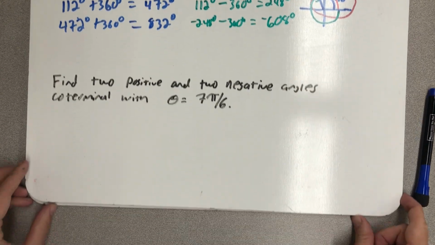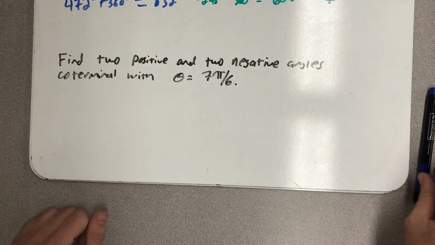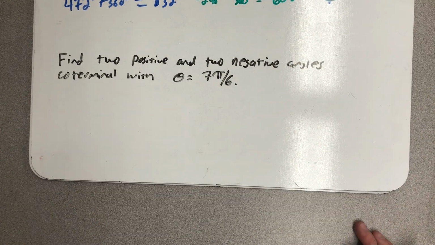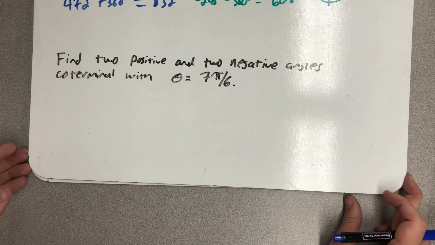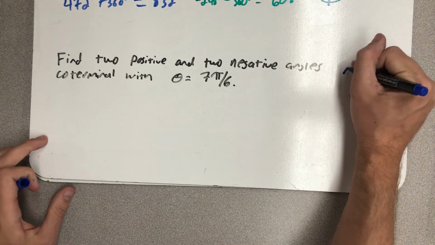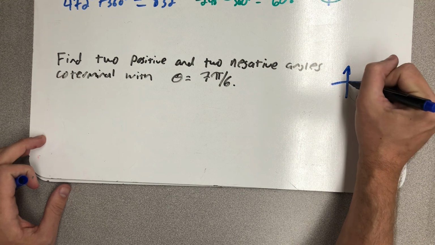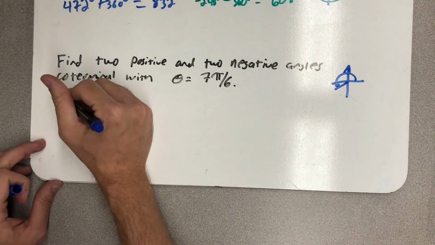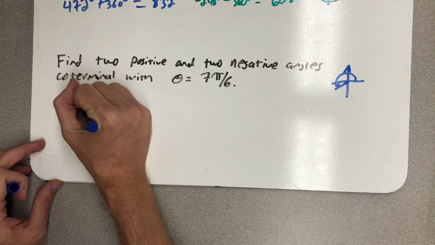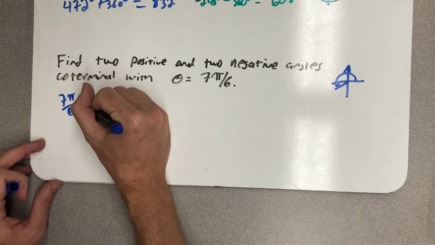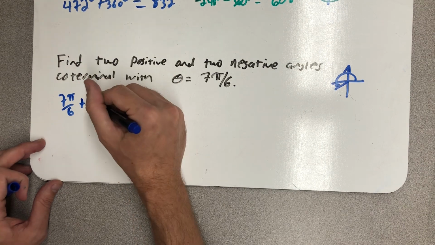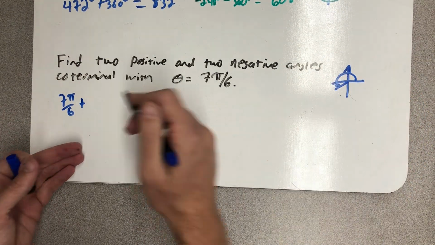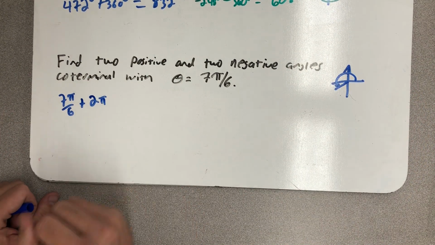I have a similar question down here, except the angle's given to me in radians, so I want to work in radians, and the angle I'm given is 7 pi sixths, which is about right there. But again, I'm just going to think about adding and subtracting full revolutions. Well, I'm not working in degrees. One full revolution in radians is 2 pi, so I'll really be adding 2 pi.